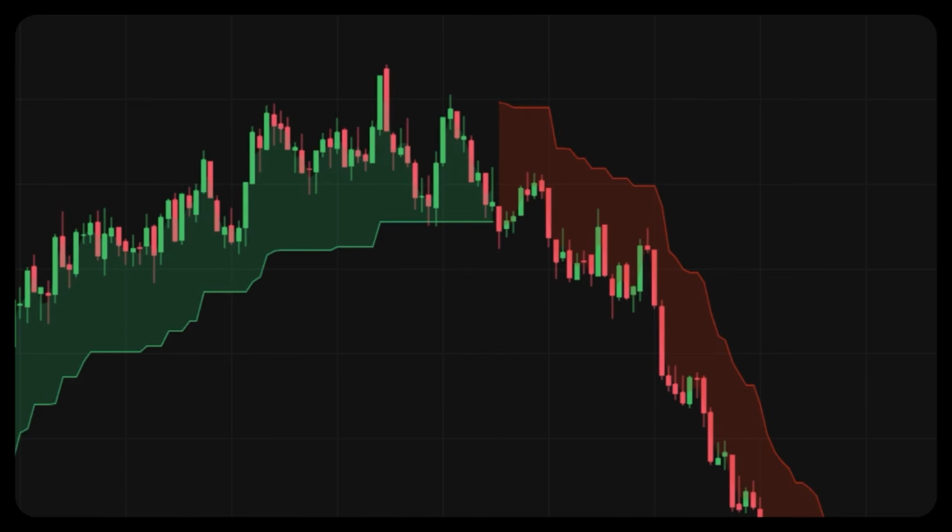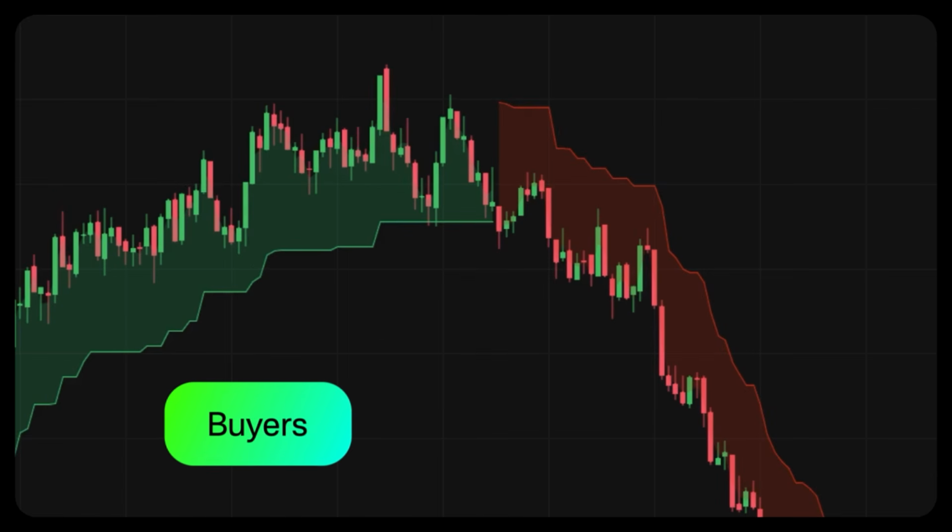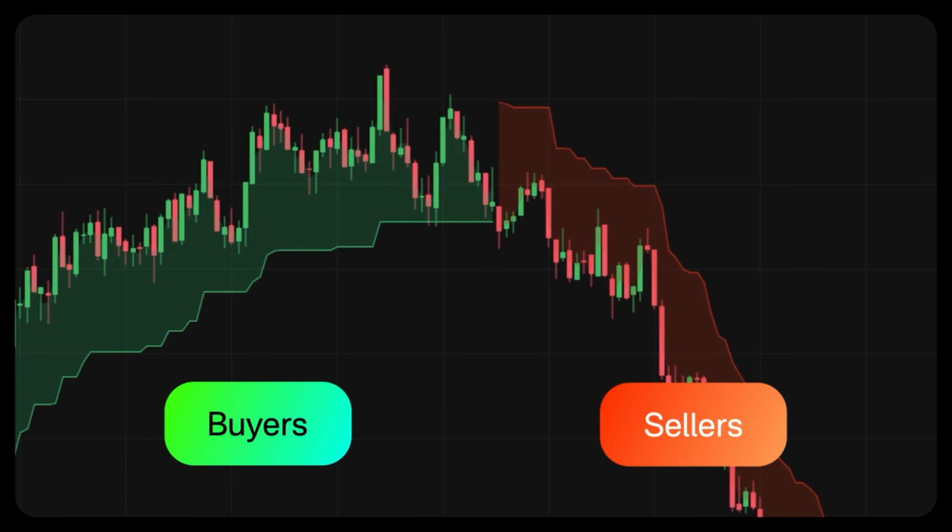Now, watch where the line appears. Don't look at the color first, but instead look at its position relative to price. You'll notice that as new candles close, the line adjusts and follows the movement instead of predicting it. When the line sits below the price, buyers are in control. When it sits above, sellers are the ones in control.